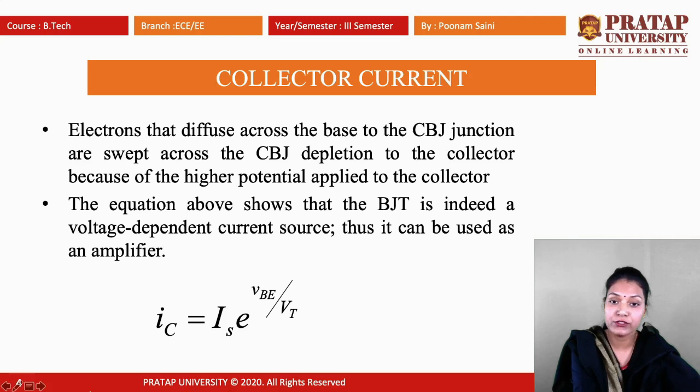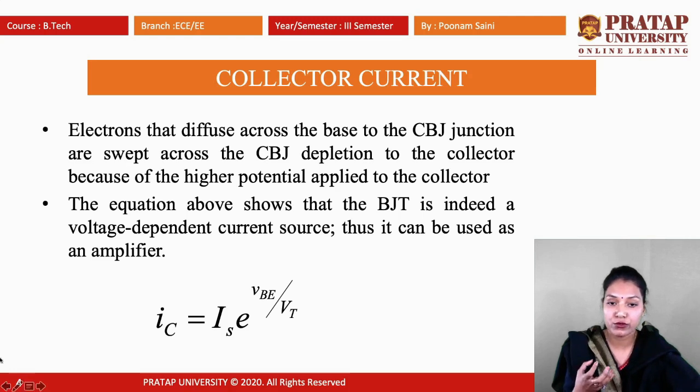This electron diffuses across the base, so the diffusion is across the base. Then it reaches the collector-base junction and is swept into the collector. This is because we are applying the higher potential at the collector.